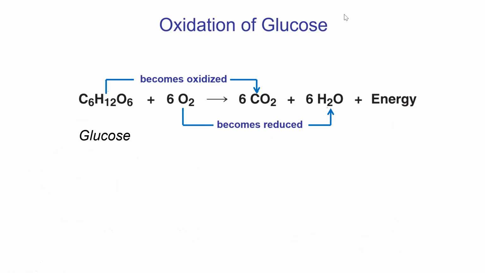So let's take a look at glucose here. There's our glucose. It's being oxidized. A similar reaction is being combined with oxygen, and we're making carbon dioxide. So the carbon becomes oxidized and the oxygen becomes reduced and ultimately forms water in the end from that reaction.